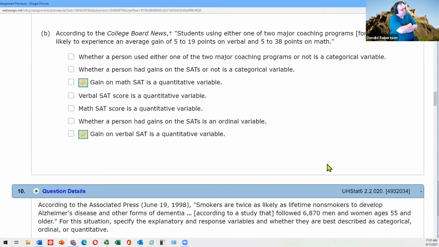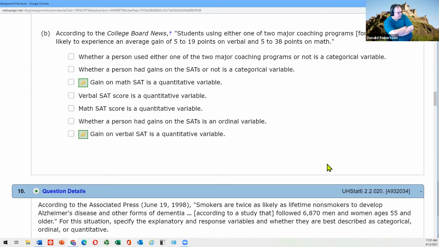Okay, let me read this story then. According to College Board News, students using either one of two major coaching programs were likely to experience an average gain of 5 to 19 points on verbal and 5 to 38 points on math. So what happens here is that they have two different coaching programs. I would probably call them tutoring programs, right? So one might be one-to-one with a professor, and the second one might be software that you go to, and it talks you through the solutions, right?